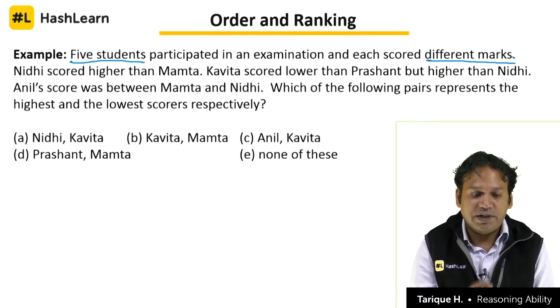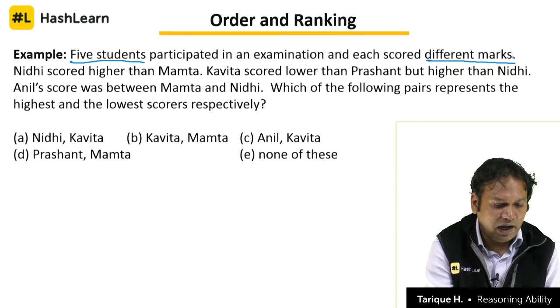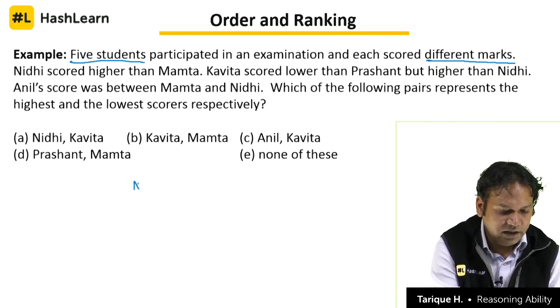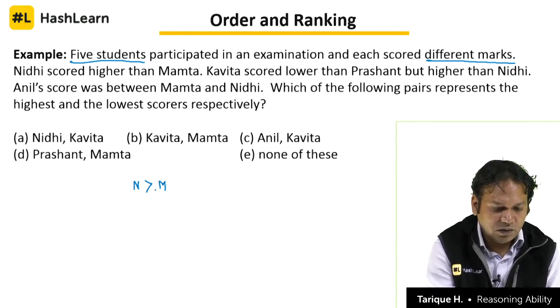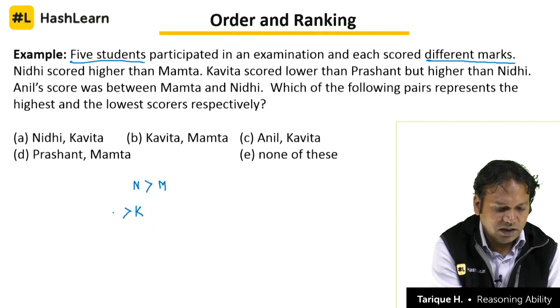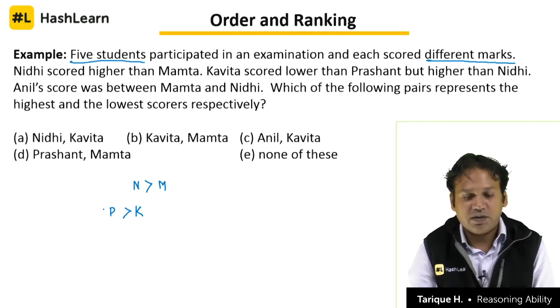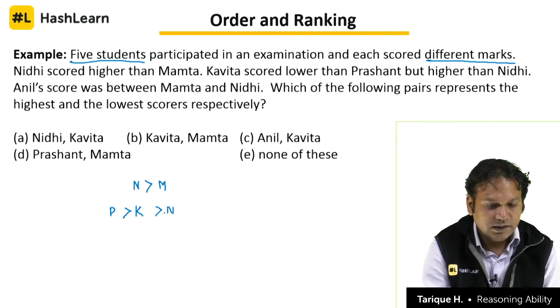So, 5 students participated in an examination and each scored different marks. Nidhi scored higher than Mamta. So, let us write it here. That is our equation 1. Second one, Kavita scored lower than Prashant. So, Prashant has a greater score than Kavita, but higher than Nidhi. That is our second.